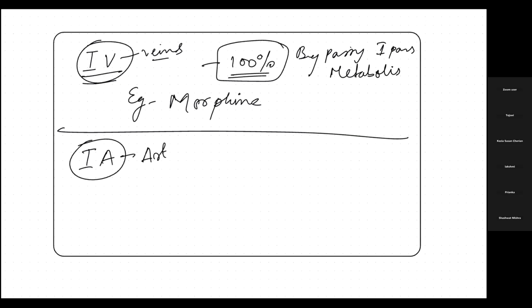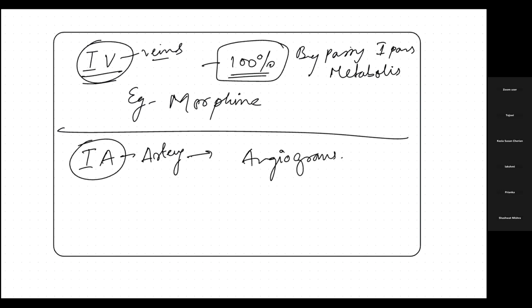Now what will be the benefit? Definitely rapid onset of the action. And this arterial route is very good for diagnostic studies like angiograms. Okay, it's very helpful in that.